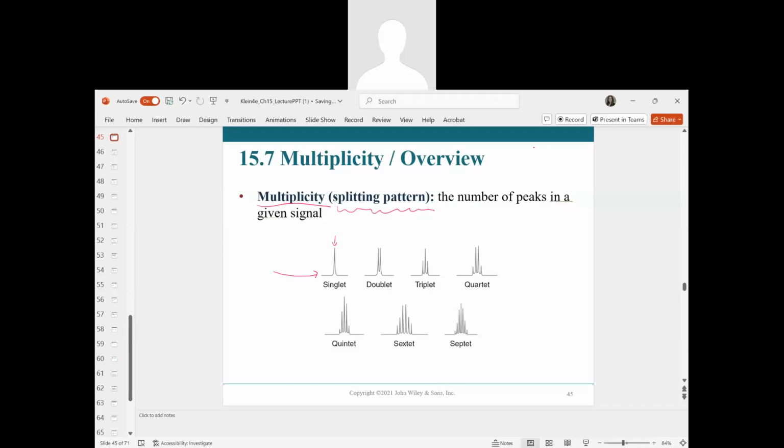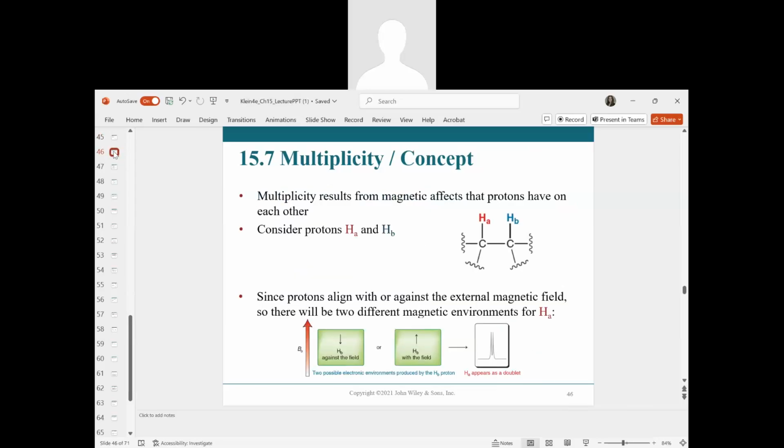Like so, we have a doublet, which has 2 peaks, a triplet has 3 peaks, and a quartet has 4. We go up to what's referred to as a septet here, which has 7 peaks. And then anything beyond that is generally just referred to as a multiplet. We'll see this wording used throughout this section and into our practice problems. But how do we generate these types of patterns, and what does this splitting actually mean to us?